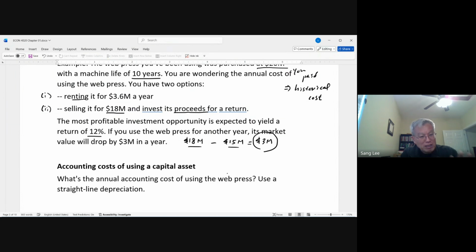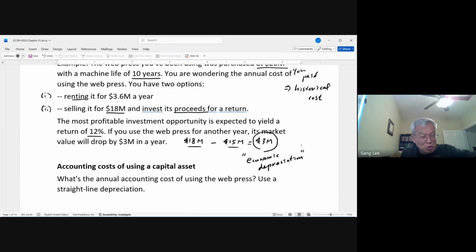So what happened to the market value over a year? We call this economic depreciation. You have to tell the difference between economic depreciation and accounting depreciation. Accounting depreciation is an IRS-approved, man-made, kind of bogus rule. But economic depreciation means the market value of something is changing over time. As a product gets older and older, its market value will drop.